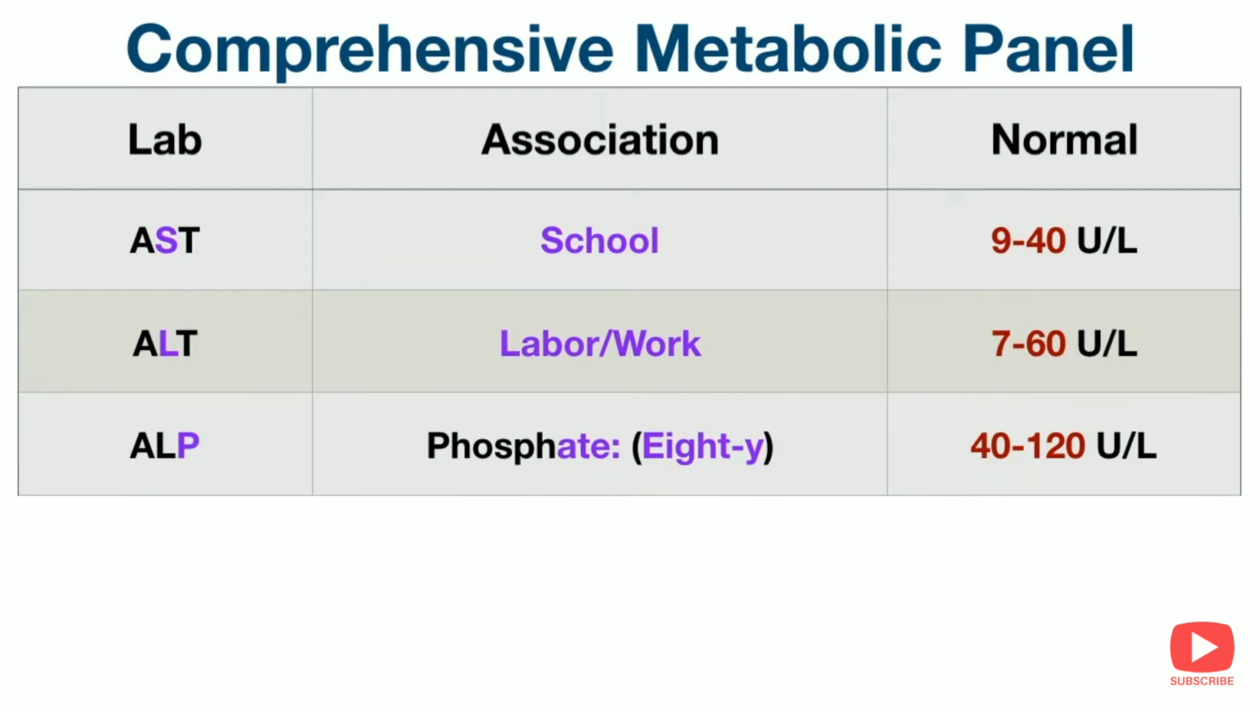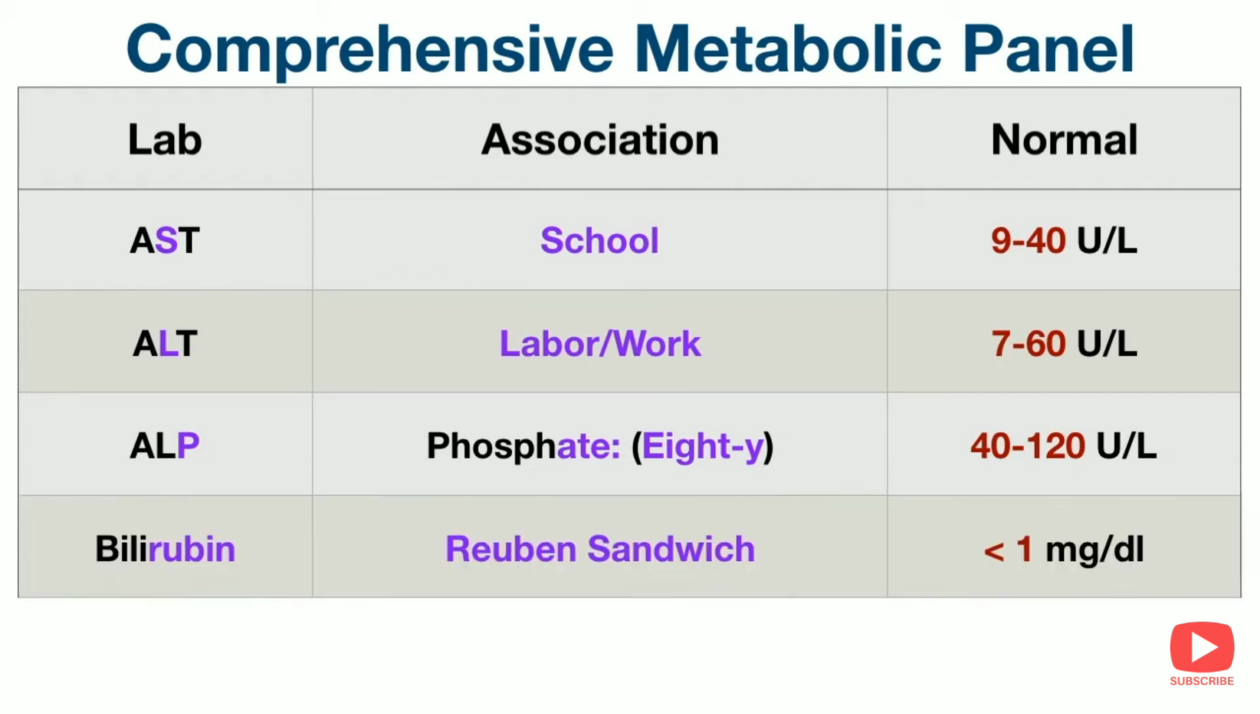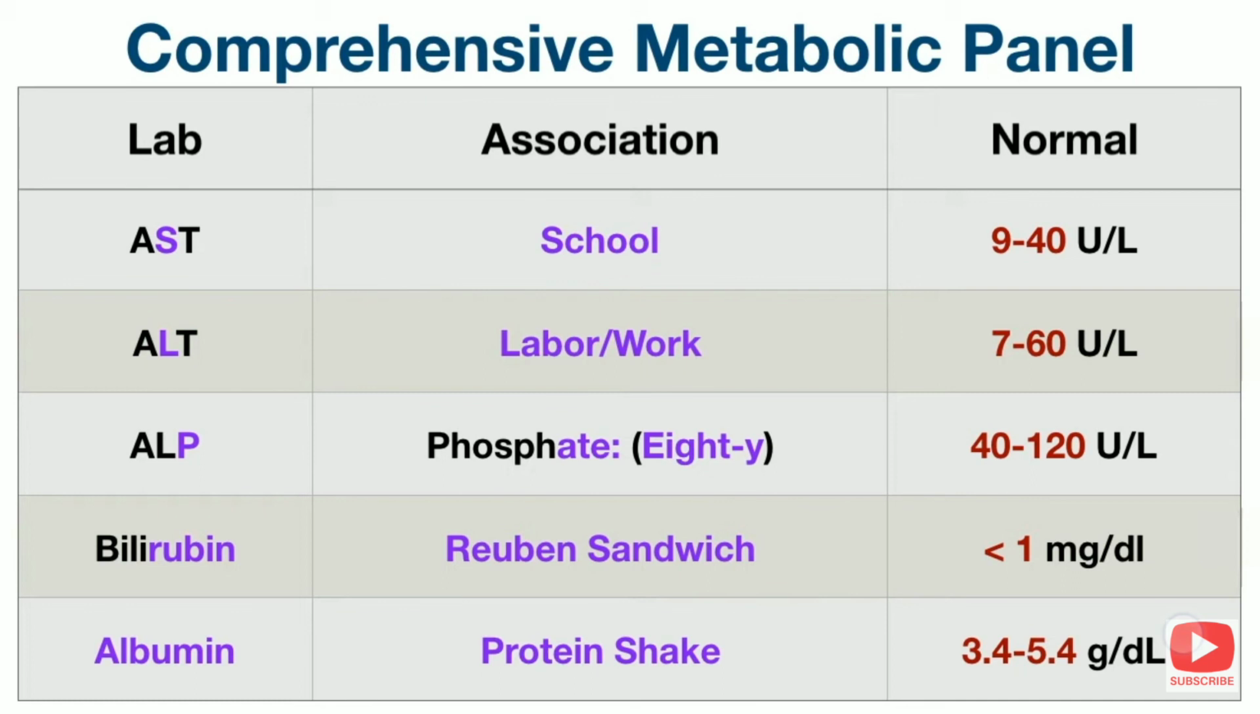For alkaline phosphatase, think of phosphate and the ending 8 to remember 80, which is right in the middle of the normal range of 40 to 120. For bilirubin, think of a Reuben sandwich to remember less than 1. Finally, for albumin, think of protein and a protein shake to remember 3 to 5 ingredients and a normal range of 3.4 to 5.4.